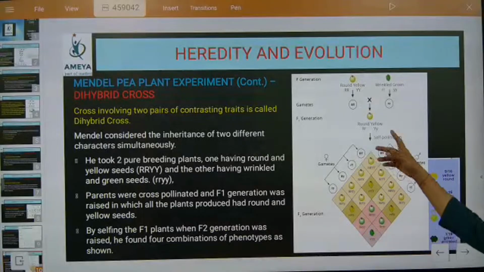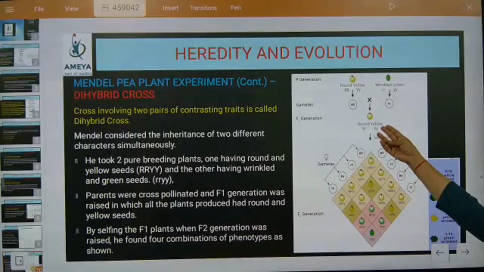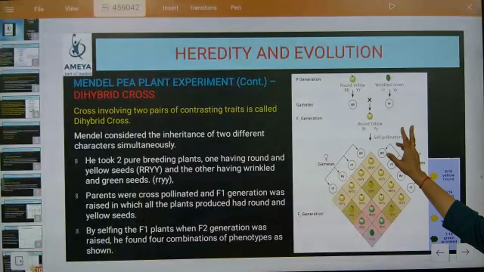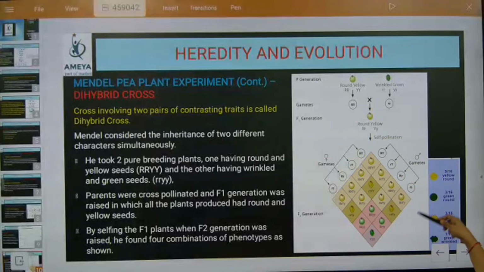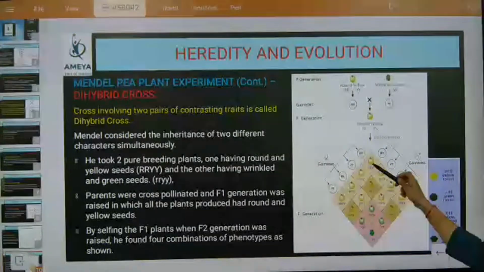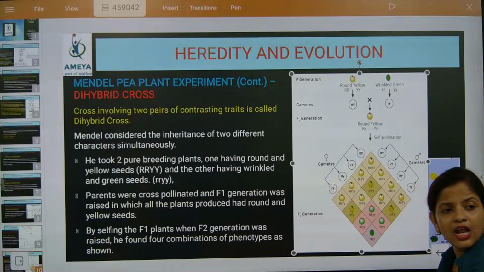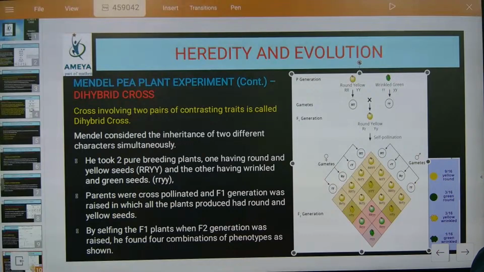Second generation. First filial generation, cross pollination, one part is opted. Okay. When second generation, second self pollination happened, then in the Punnett square, how many are coming? Total, check it. 1, 2, 3, 4, 5, 6, 7, 8, 9, 10, 11, 13, 14, 15, and 16. So total how much is coming? 16 it is coming. Understood?